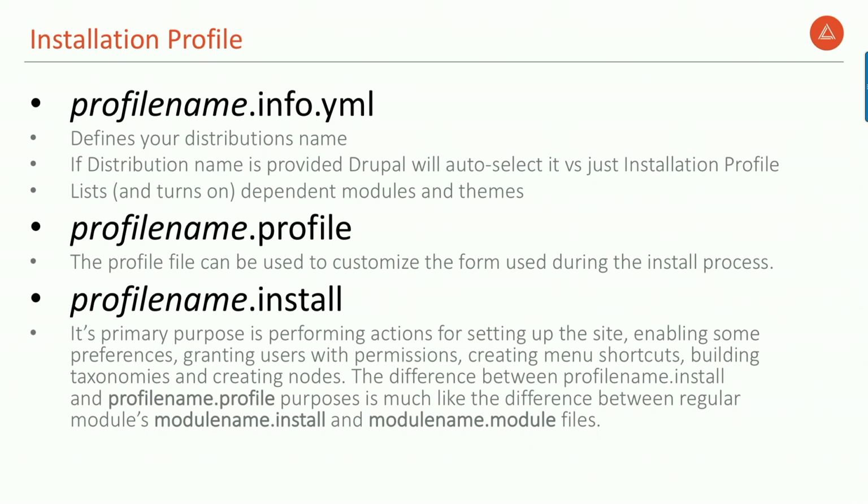The next one is the install. So this is really where the meat is. Think of the profile.install like the install file associated with a module. It's all the work that needs to be done from a Drupal perspective that you can completely code out. So this is essentially just a module. Its primary purpose is performing actions for setting up the site, enabling some preferences, granting users with permissions, creating users, creating menu shortcuts, building taxonomies, and creating nodes.